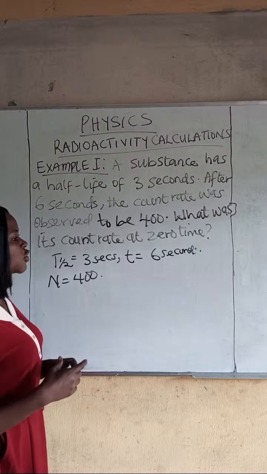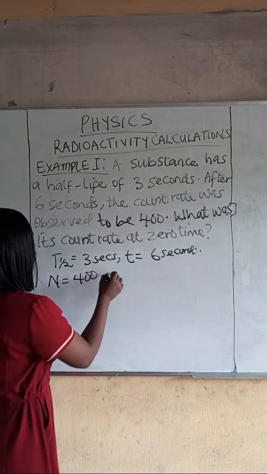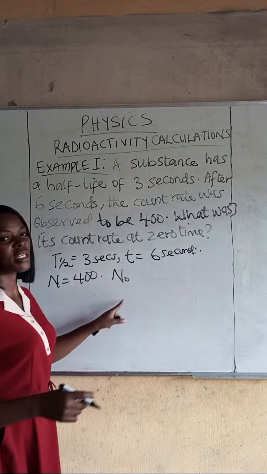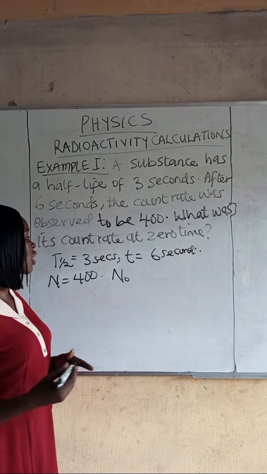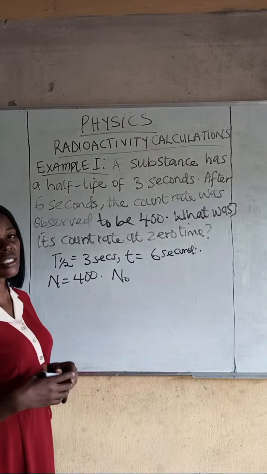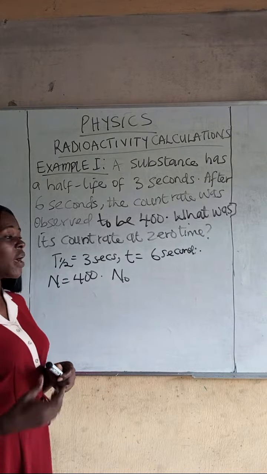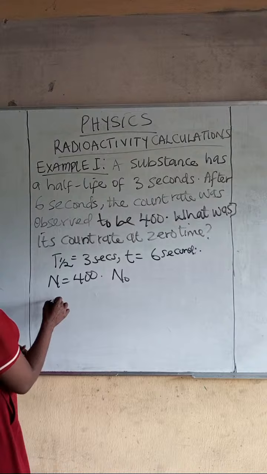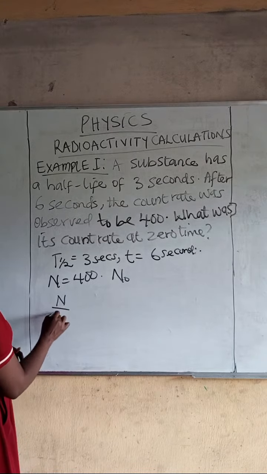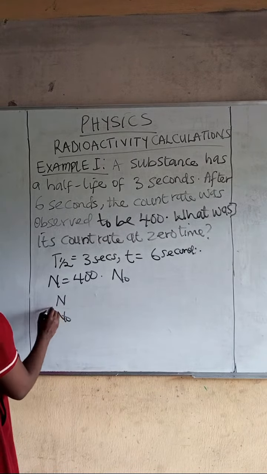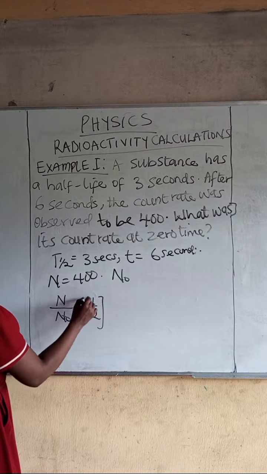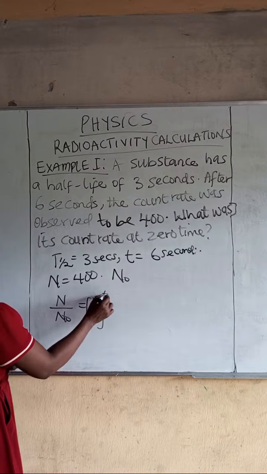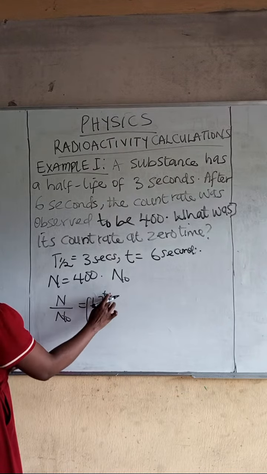What was its count rate at 0 time? The count rate at 0 time is N what? N naught, and that is what we're actually looking for. So for us to be able to do that, we are going to use this equation I just stated to solve our problem by saying that N over N naught is equal to 1 over 2 bracket t over half-life.